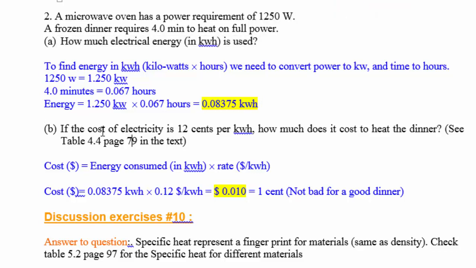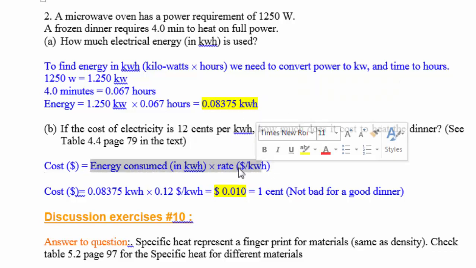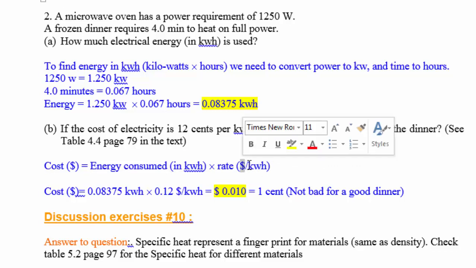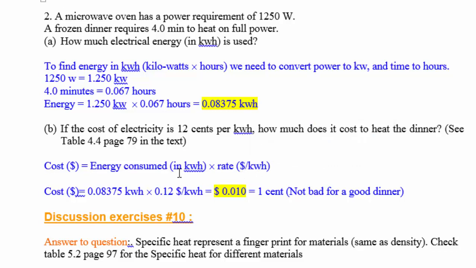In the second part, where we need to find the cost, usually we are given the rate. So to find the cost, we multiply the energy consumed in kilowatt hour by the rate in unit of money per kilowatt hour. Kilowatt hour will cancel out, as you see here. And 0.08375 times 0.12 will yield $0.01. This is around 1 cent.